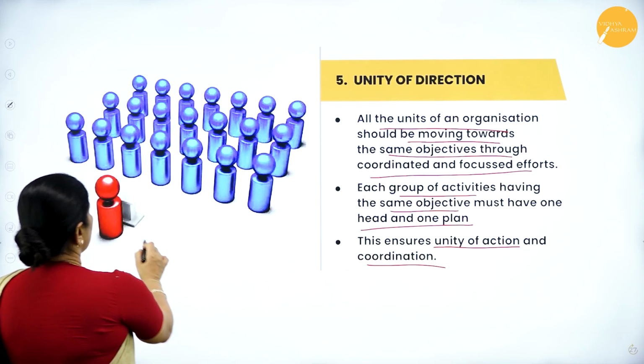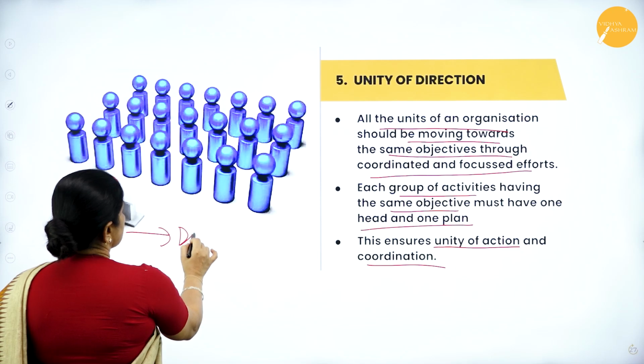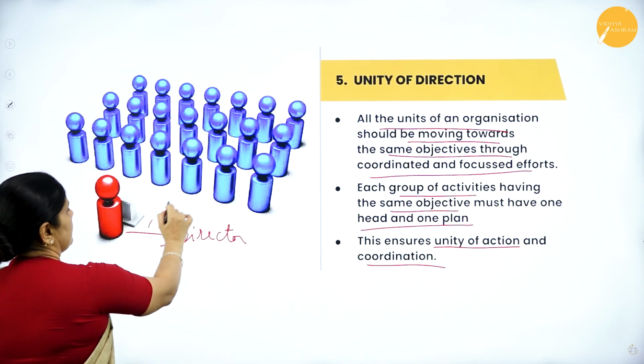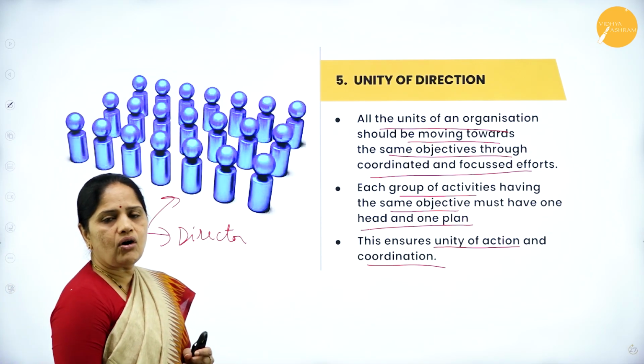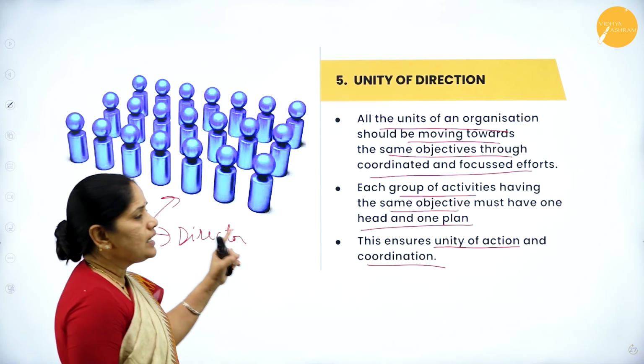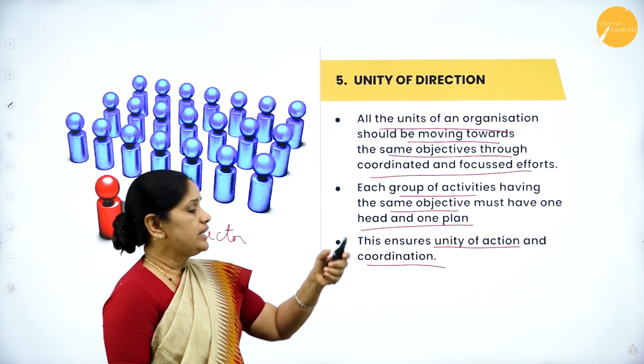So, there is only one person here. He is the director and there are so many people working under him. He will direct all these people. So, when there is only one person, one plan, one head, then we can have unity of direction.